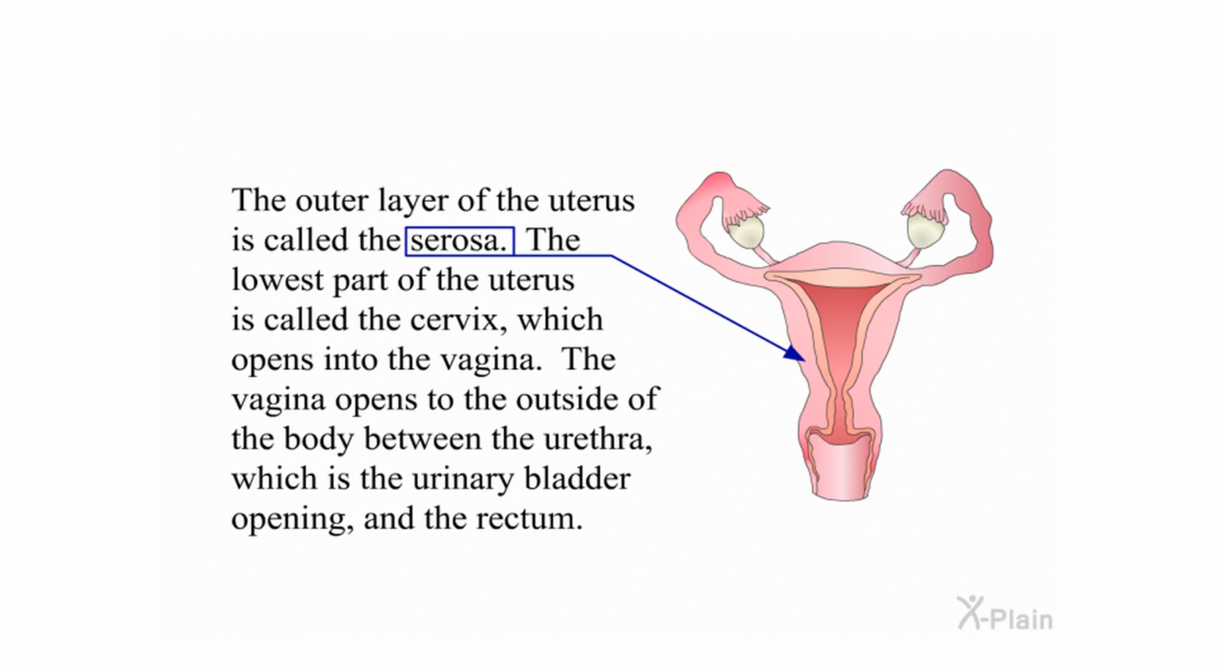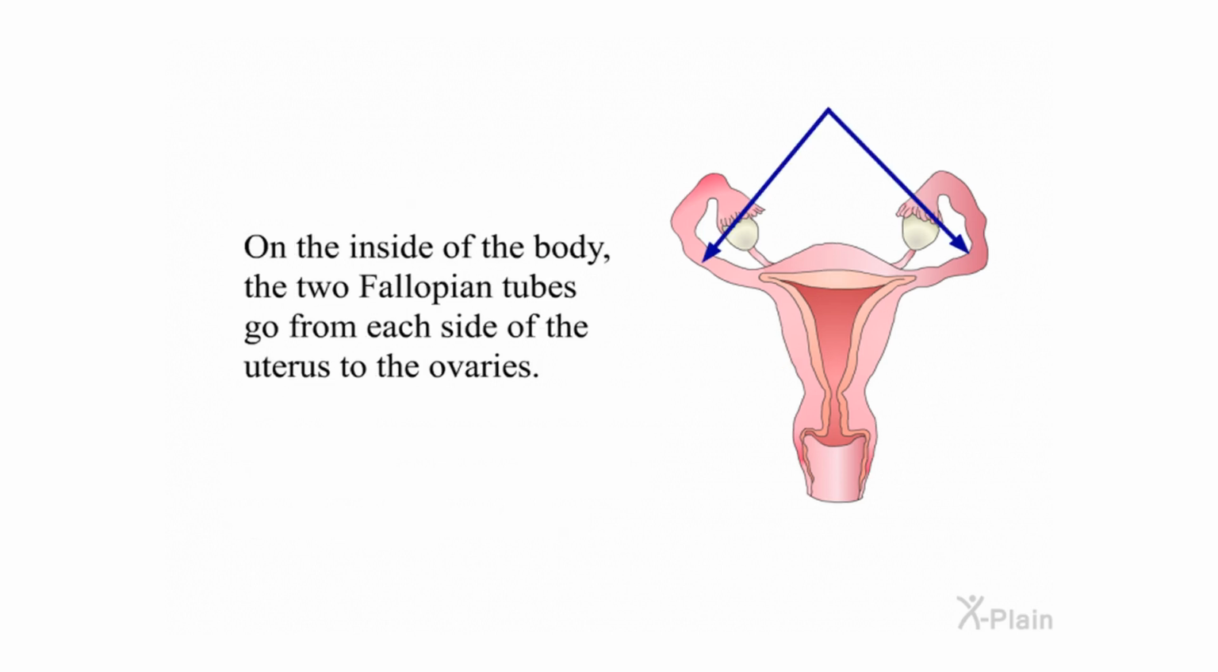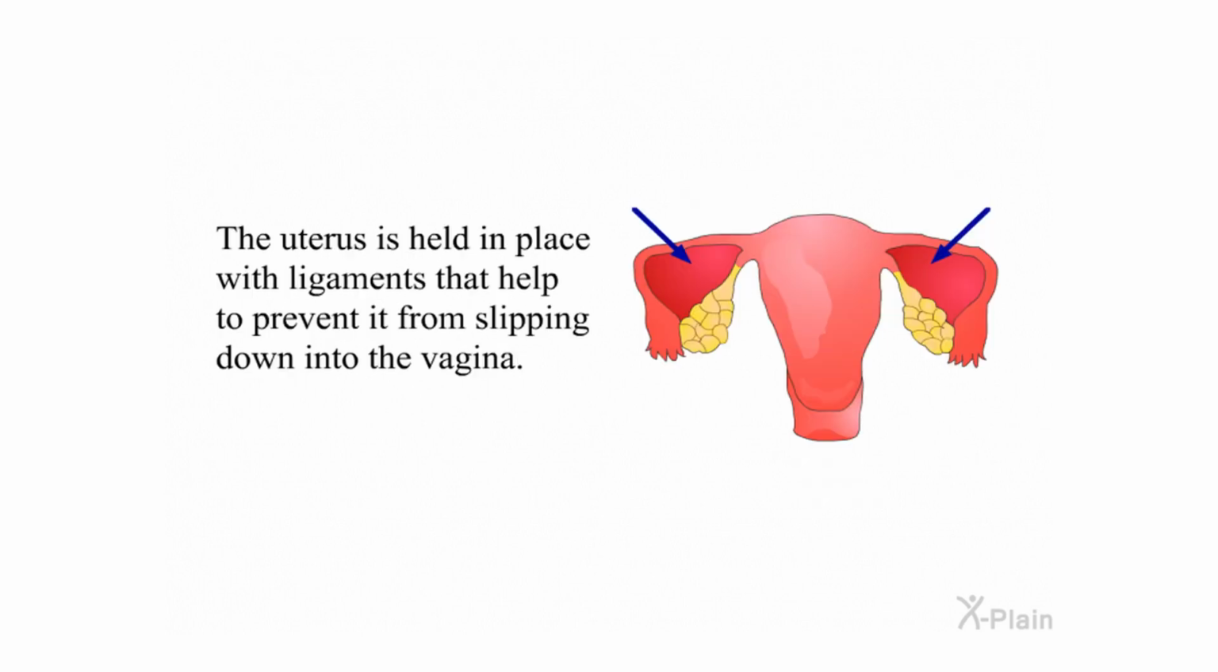The outer layer of the uterus is called the serosa. The lowest part of the uterus is called the cervix, which opens into the vagina. The vagina opens to the outside of the body between the urethra, which is the urinary bladder opening, and the rectum. On the inside of the body, the 2 fallopian tubes go from each side of the uterus to the ovaries. The uterus is held in place with ligaments that help to prevent it from slipping down into the vagina.